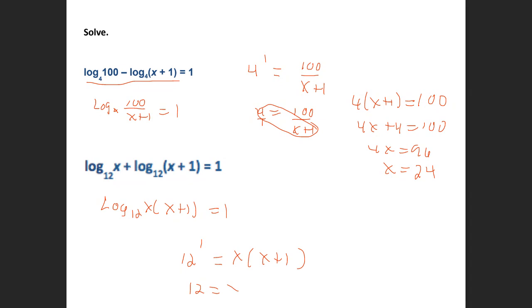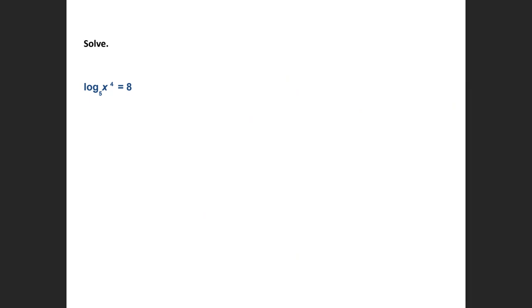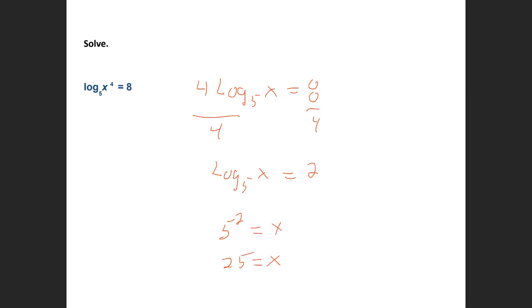Logarithms are pretty awesome, I think. You really have to start thinking about how you're going to solve these types of problems. For a problem like this, the first thing I would do is bring that 4 to the front. Anytime I see an exponent, I always think about bringing it to the front. So I end up with 4 log base 5 of x equals 8. Now I would divide both sides by 4. Why? Because now I end up with log base 5 of x is equal to 2. Now I'm going to rewrite it as an exponent. 5 to the second power is equal to x. 25 is equal to x.